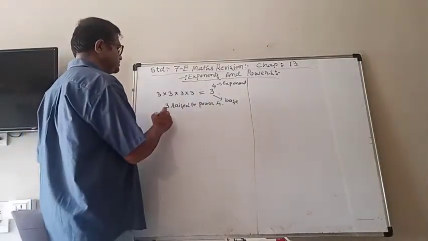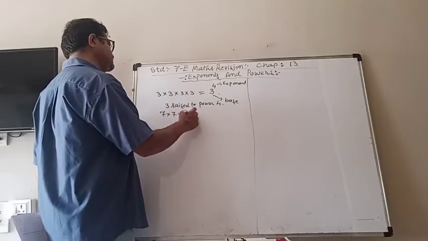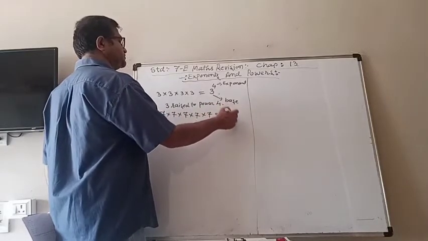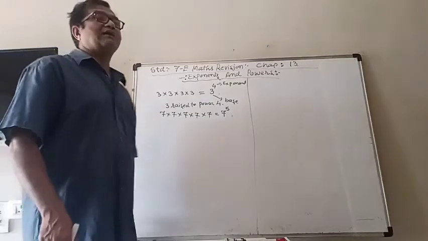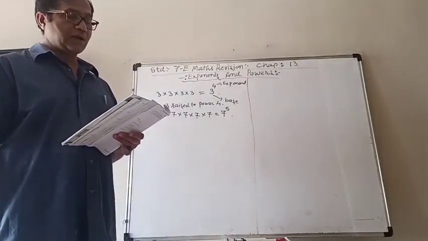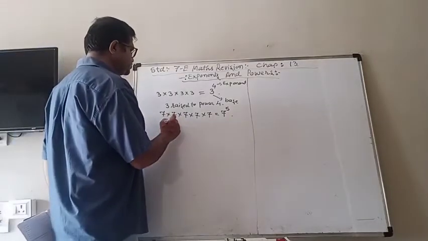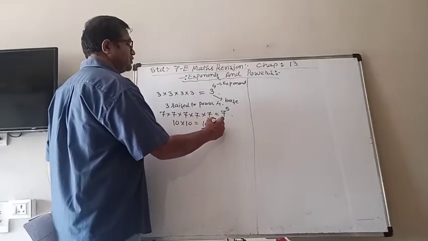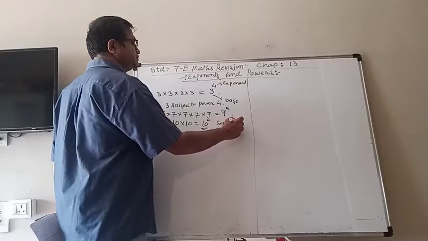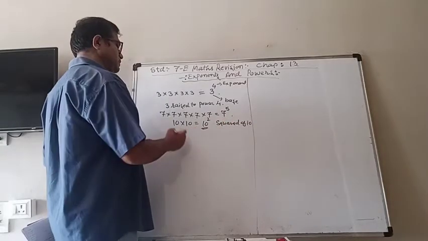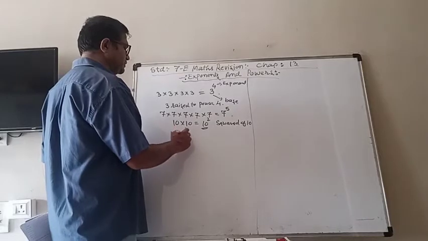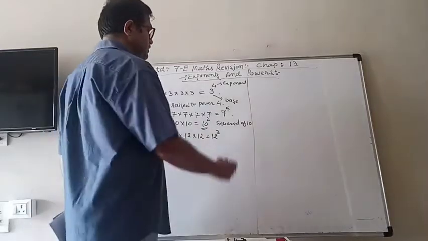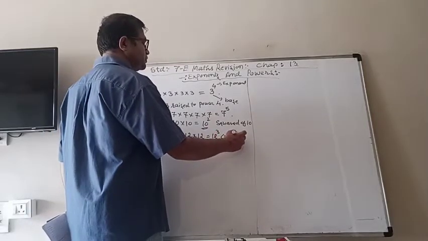Similarly, if it is 7 multiplied by 7 multiplied by 7, 5 times, we write it as 7 raised to power 5. Now, if it is only 2 times, like 10 multiplied by 10, then we write it as square of 10. And if it is like 12 multiplied by 12 multiplied by 12, when there is power 3, we have a special name, cube. So cube of 12.